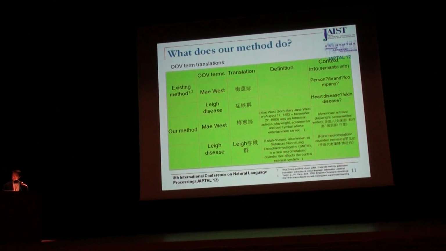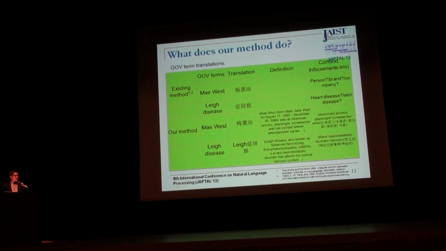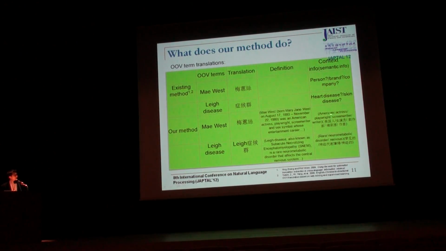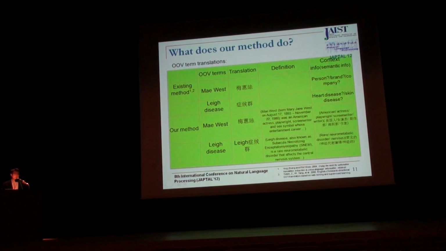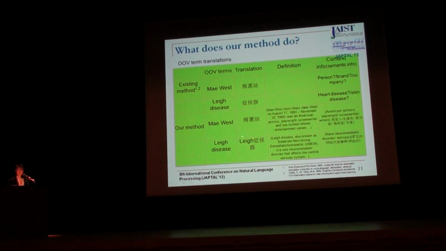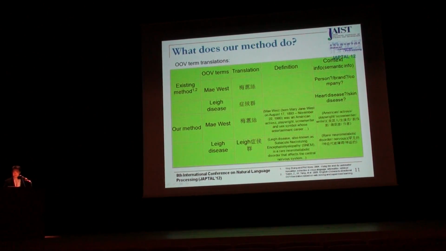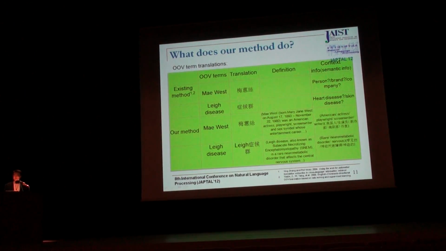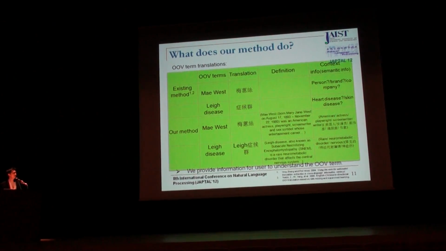By context information we basically mean semantic information, the information that can be easily identified, like what is this term? For example, here we can identify that Myways is an American playwright, a screenwriter. She is a person, and for this one, we can identify that it's a neuropathic, nerve system related syndrome. So we provide information for users to understand the OOV.